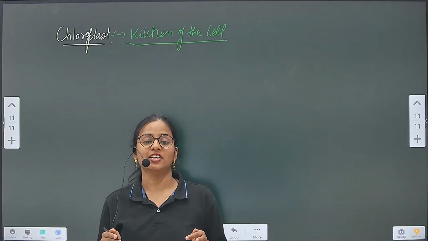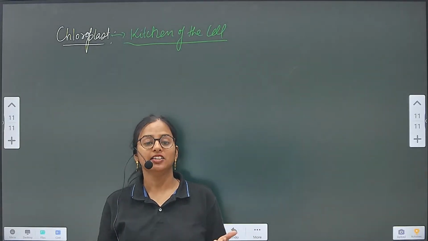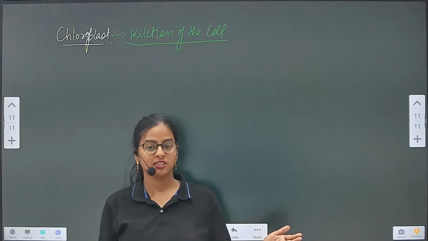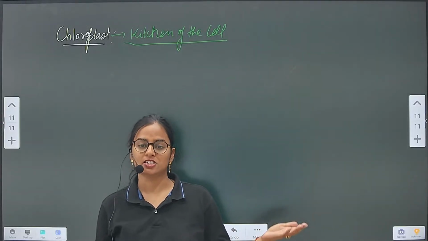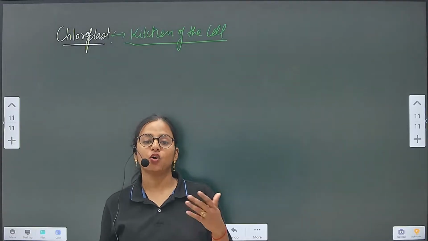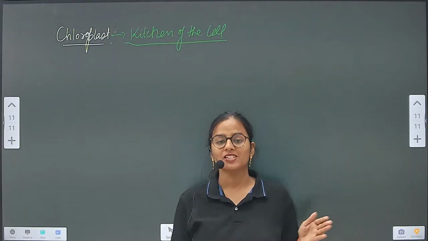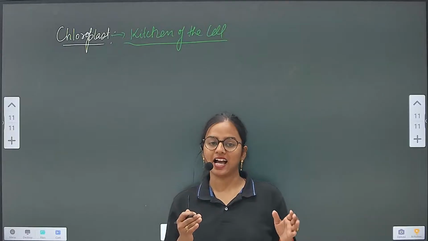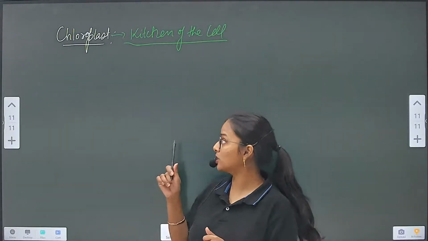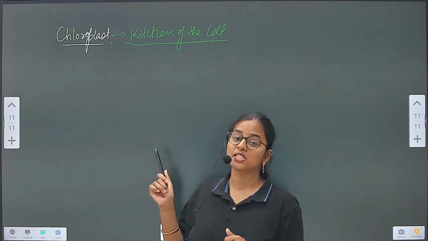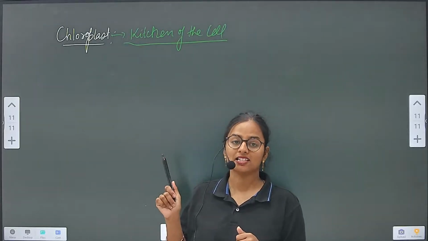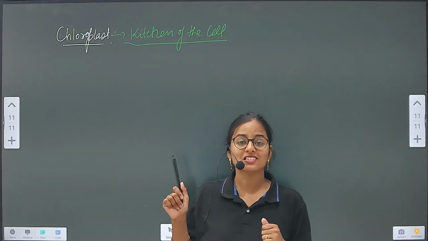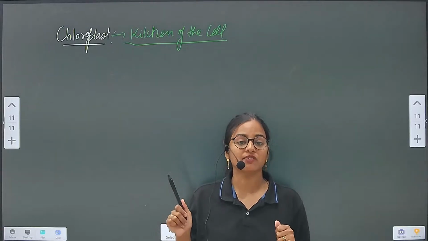solar radiation and convert it into glucose, that is C6H12O6, which is formed by the combination of CO2 plus H2O in the presence of solar radiation, and the solar radiation is captured by the pigments present in the chloroplast. Is that clear? So chloroplast is the kitchen of the cell, or the site where photosynthesis takes place.